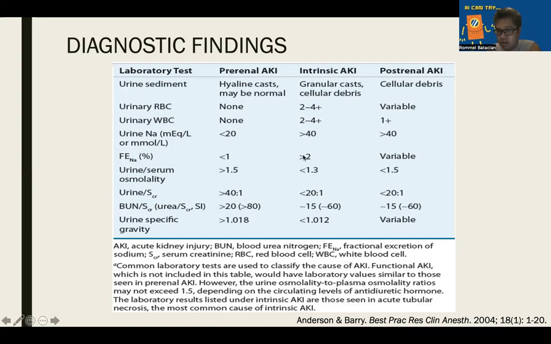However, in intrinsic AKI, wherein there's already a tubular dysfunction and a limited ability for sodium reabsorption, there is a higher urine sodium content, so therefore you would expect a higher value of the fractional excretion of sodium. And then the BUN creatinine ratio would also be a good indicator, and urine specific gravity also.